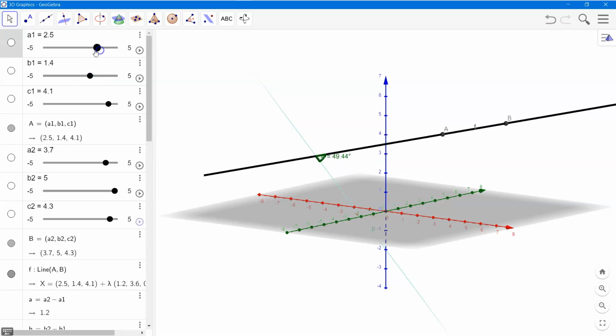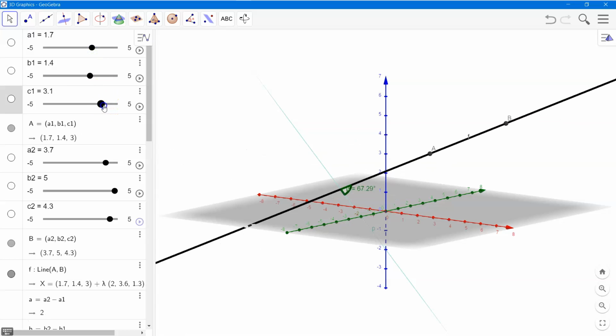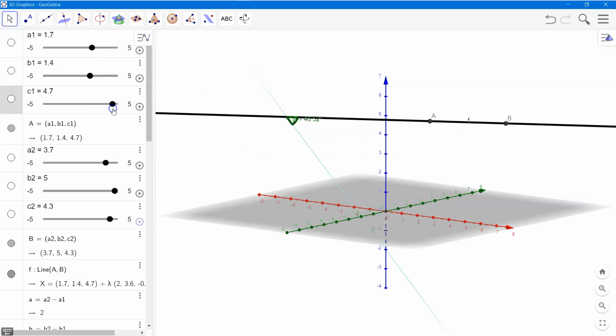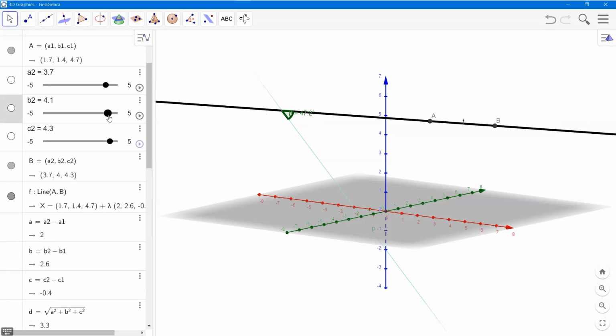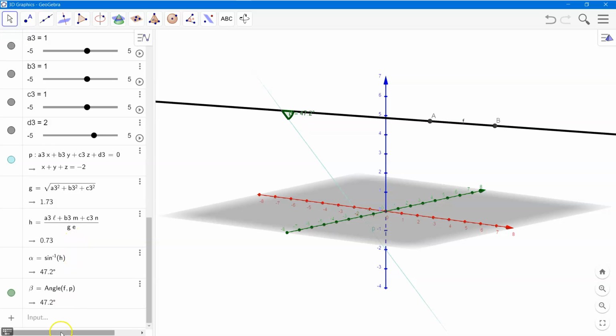And remember, as usual, we can move this line in any direction, and that formula will give us the exact angle. Okay, our calculated one is not being displayed.